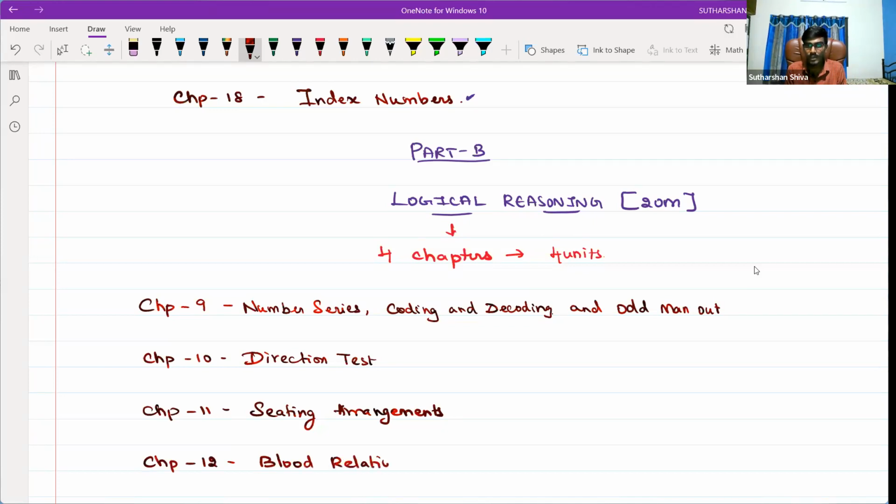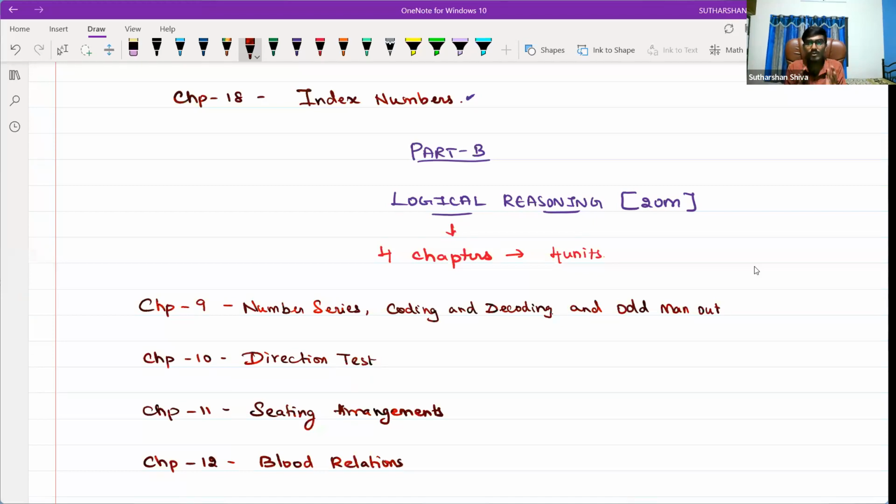We cannot say every chapter will come with a minimum of 5 marks. The institute says, put together, these 4 units, I will ask for 20 marks. The Institute of Chartered Accountants of India has not said that number series I will ask for 5 marks, direction test I will ask for 5 marks. No, it is not the case. Number series they can ask for 10 marks also. Direction they can go for 3 marks, seating for 4 marks, and blood relation for 3 marks. Or even blood relation they can ask 7 or 8 questions. So it's up to you.